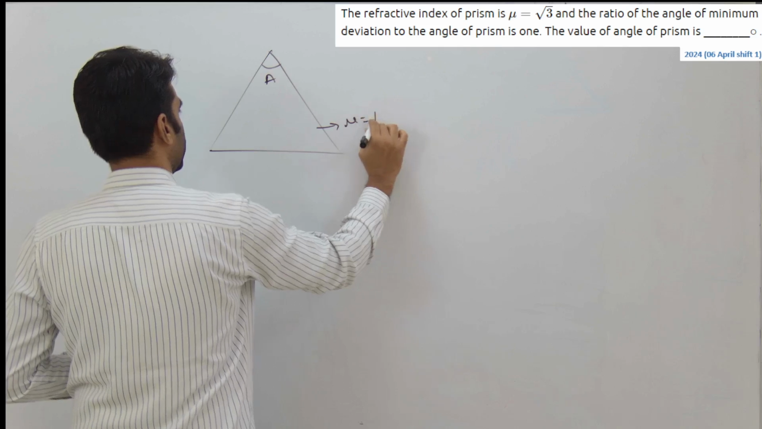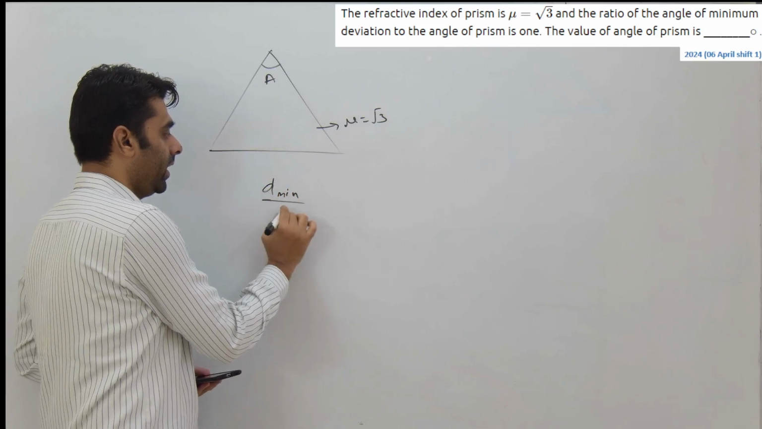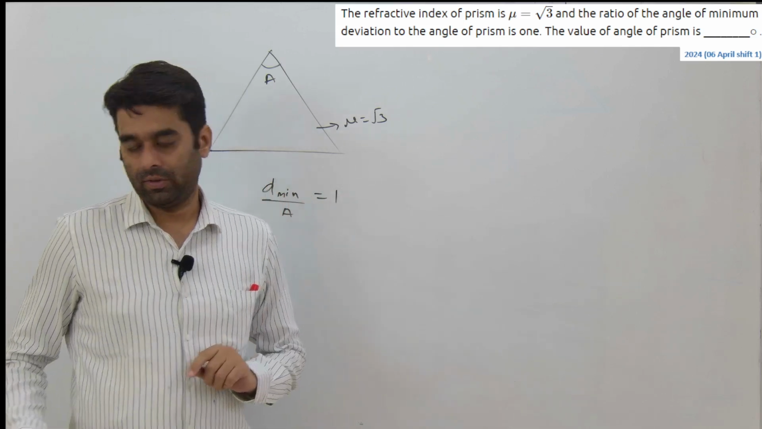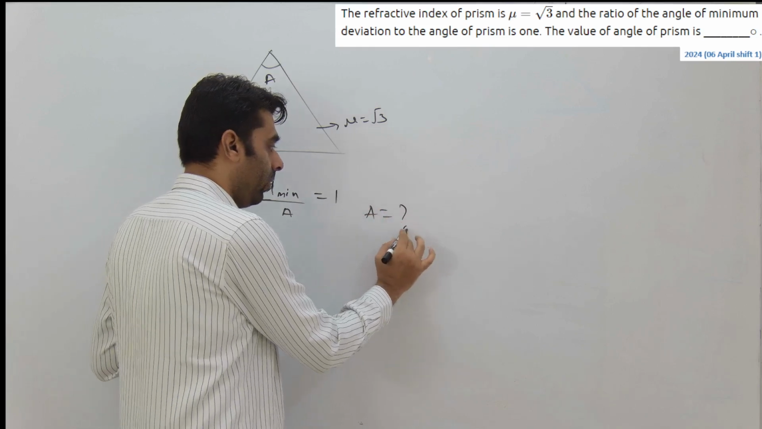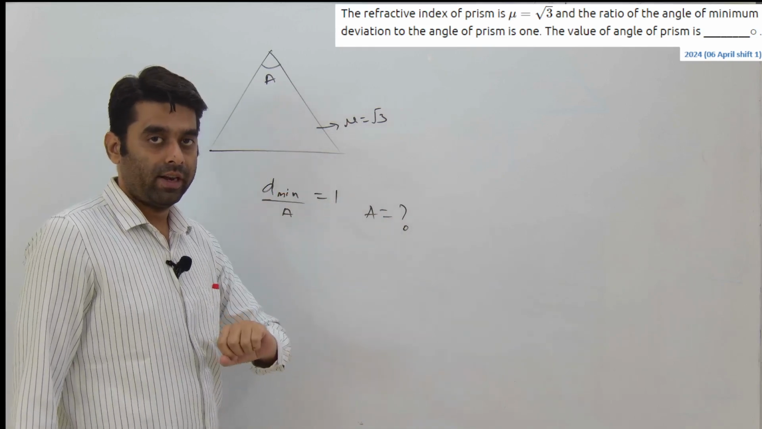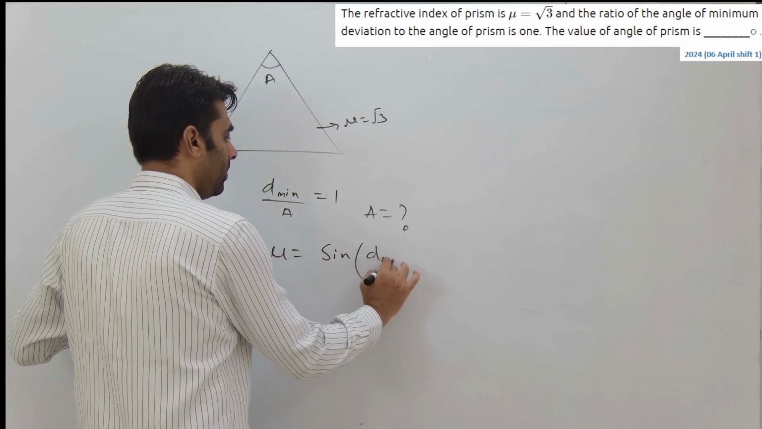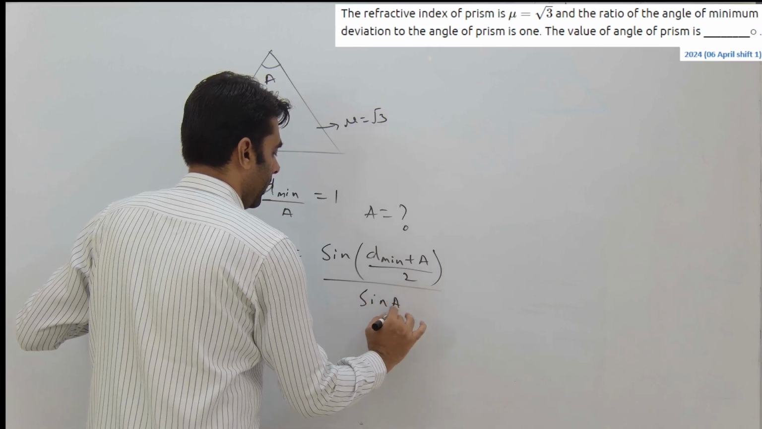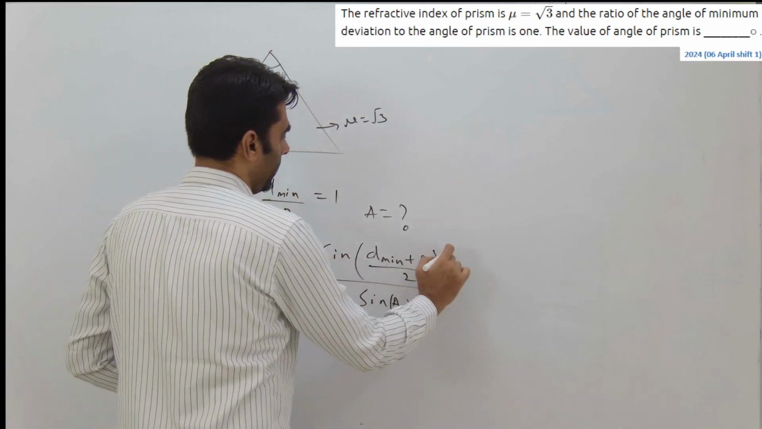Refractive index is given to us as root 3, and it is given that D minimum by A is equal to 1. Ratio is 1, that means they are equal. We have to find the value of the angle of prism A. How do we do it? Beta, what is the relation between refractive index, minimum deviation and A? We write mu is equal to sine of (D minimum plus A) by 2 divided by sine of A by 2. This is a very standard result that we have.